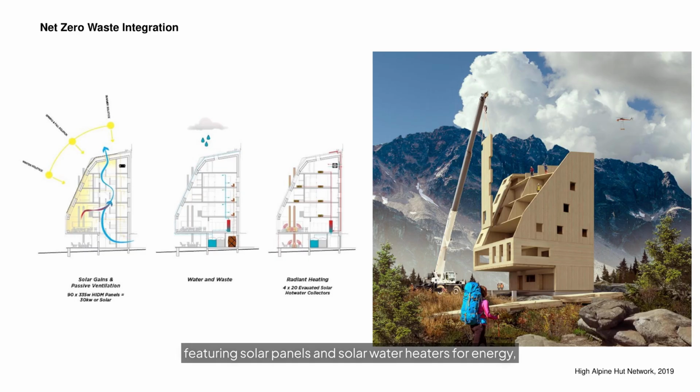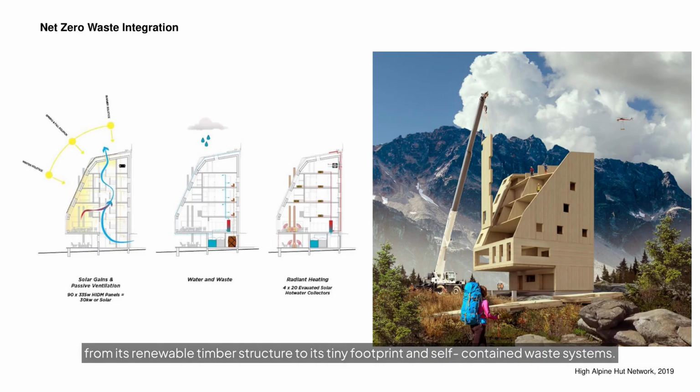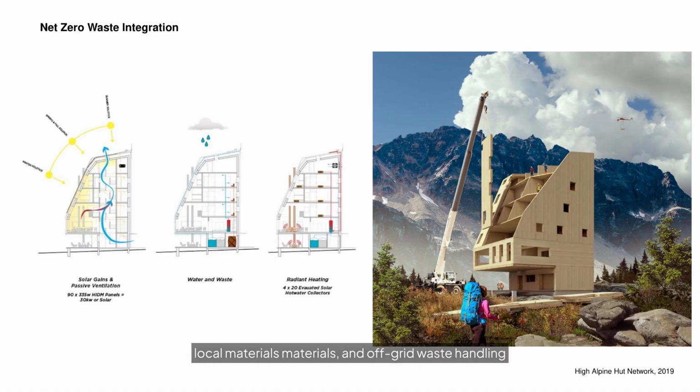water heaters for energy, further minimizing external resource needs. The building surfaces are designed to collect rainwater to offset water use from water-saving fixtures. The high Alpine hut exemplifies these principles, from its renewable timber structure to its tiny footprint and self-contained waste systems. In sum, this precedent demonstrates how designing with modular wood construction, local materials, and off-grid waste handling can significantly move a building towards zero waste.